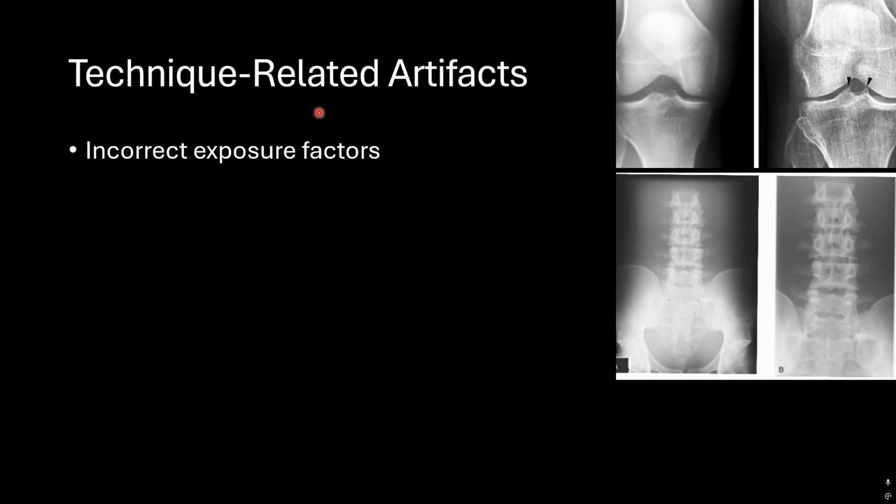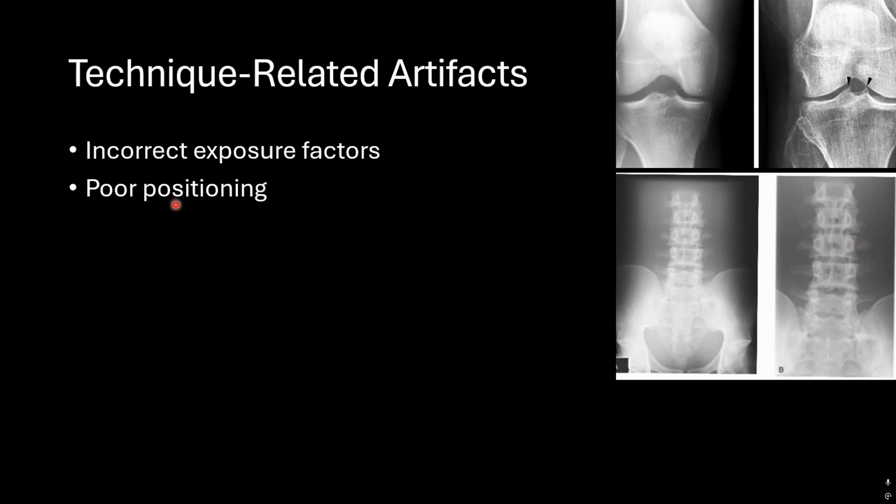Next, we have technique-related artifacts, which can be from incorrect exposure factors. For example, if we are giving an underexposure to the patient, then the image will be suboptimal to be diagnosed, as seen here in this example, or the field of view will be very wide or open, which will increase the scatter into the image and can be corrected by closing the collimator.